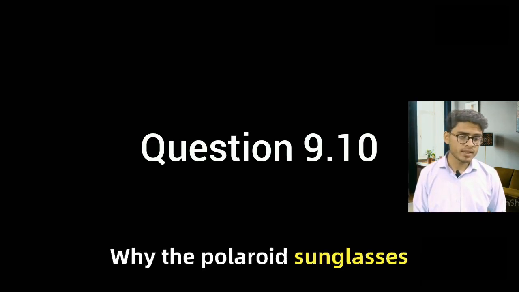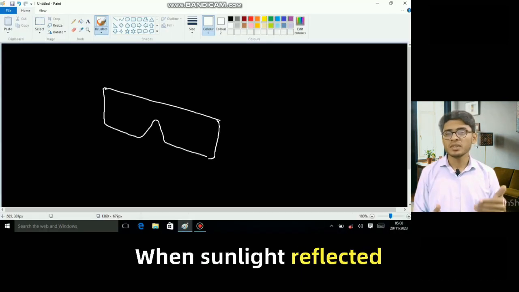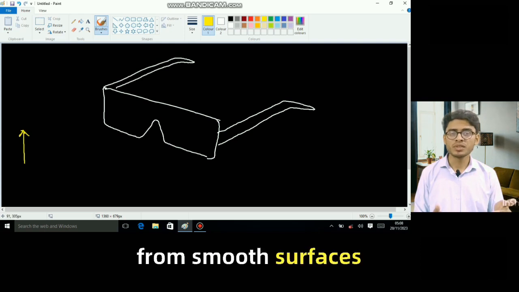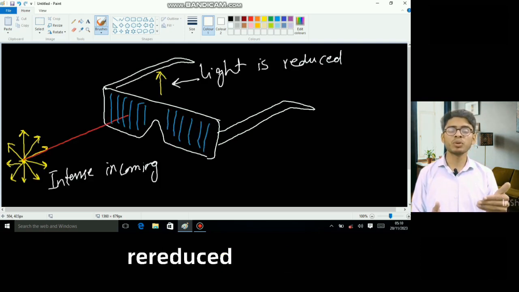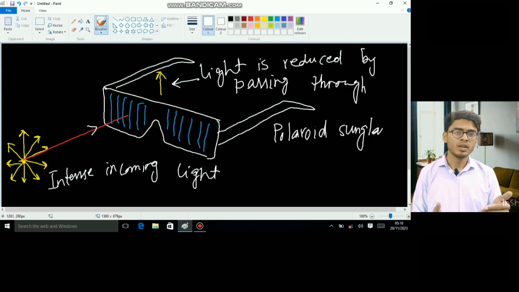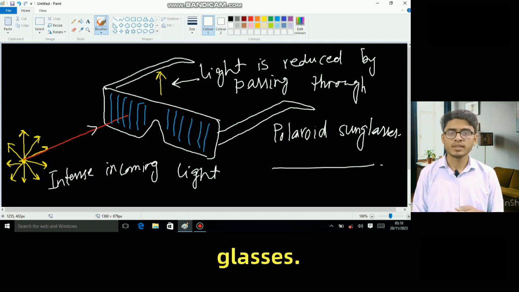Why are polarized sunglasses better than ordinary sunglasses? When sunlight is reflected from smooth surfaces, it produces glare. This glare can be reduced by polarized sunglasses. That is why polarized sunglasses are better than ordinary glasses.